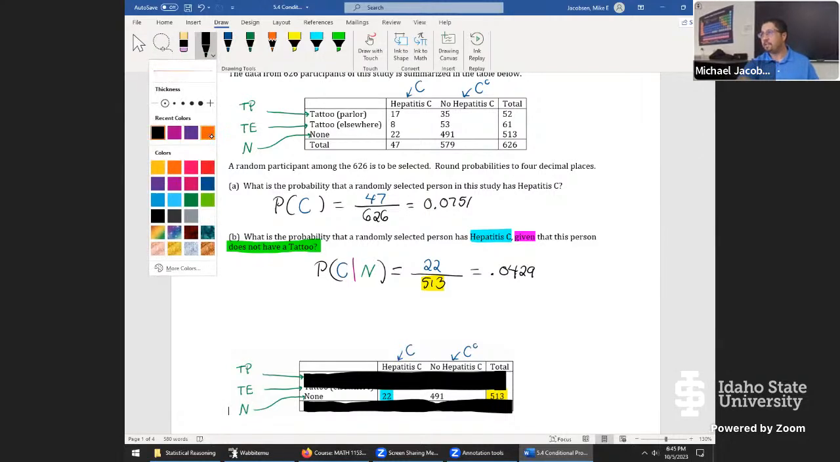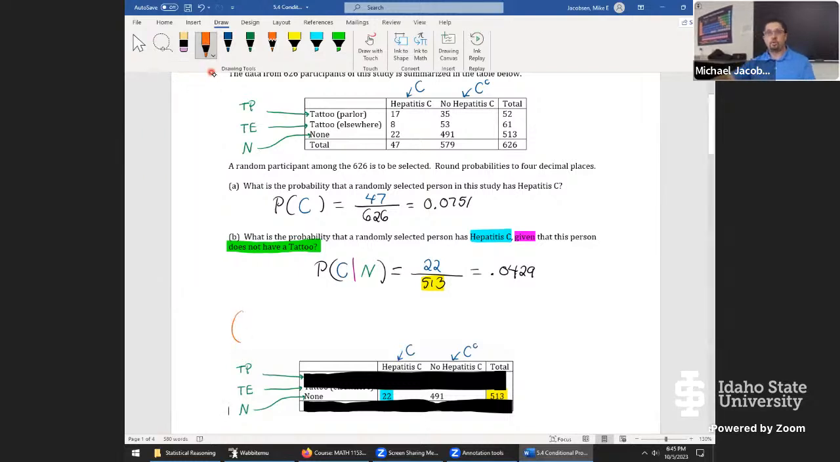It wasn't required, so I'll put it in the orange pen as a comment. There's one way you can always interpret these. You could say there's a 4.29% chance a randomly selected person had hepatitis C, given they had no tattoos. But sometimes there's a more preferred alternative to interpret this. It won't give us any better credit or less credit if we go for one or the other. But I think a lot of people just feel this makes more sense. So it's a better statement in that way.